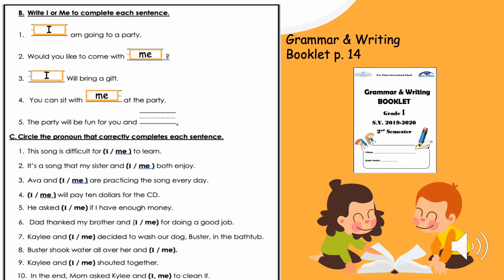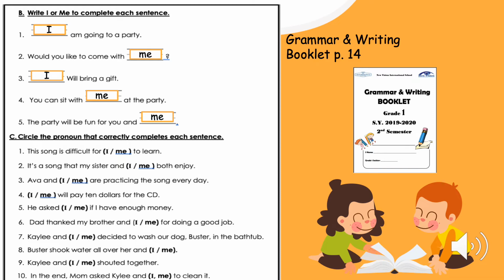The party will be fun for you and blank. This is for number 5. Is it I or me? The answer is me. The party will be fun for you and me.